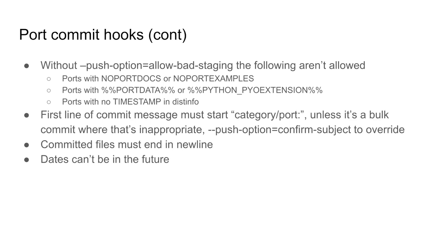Quarterly branches, for those that don't know, are a part of the ports tree where we take a snapshot at the beginning of each quarter, and we only have one of them active at any given time. And they are security fixes, bug fixes, and low impact new features sometimes are tolerated if they're coupled with a bug fix or security fix.